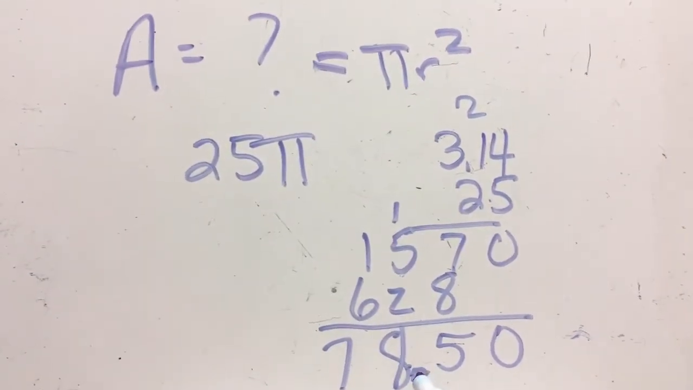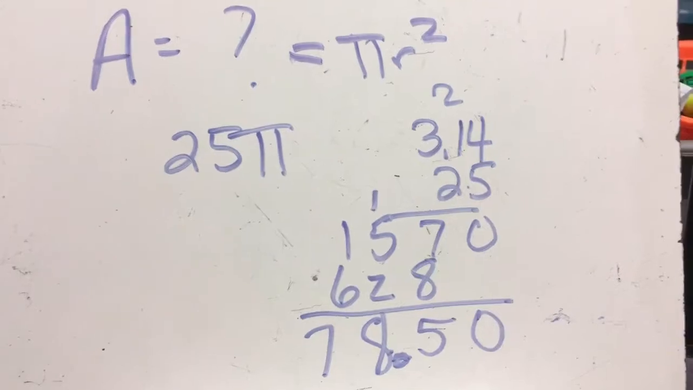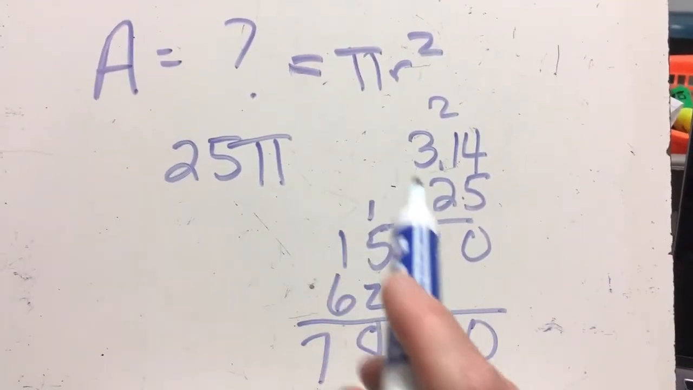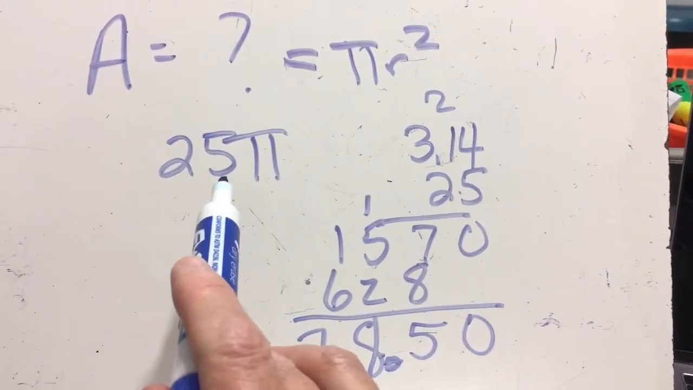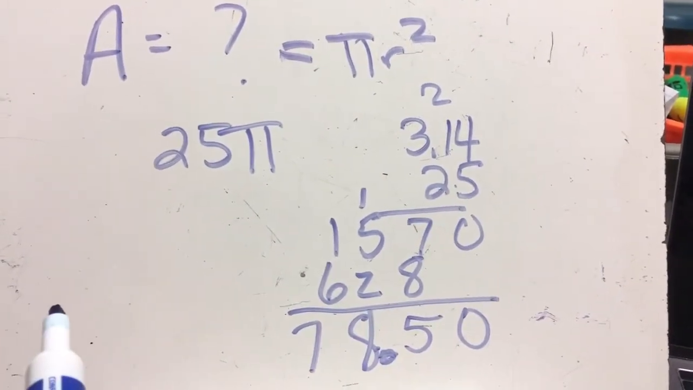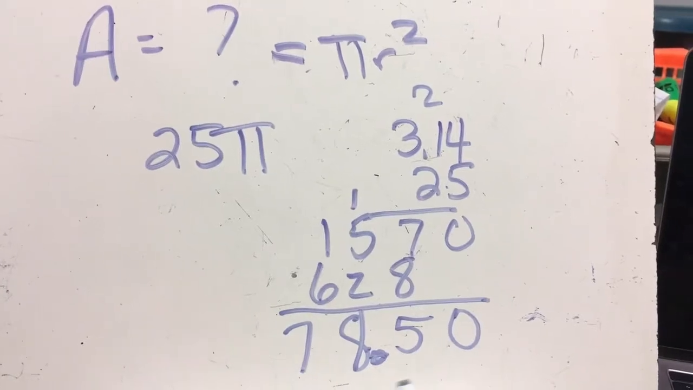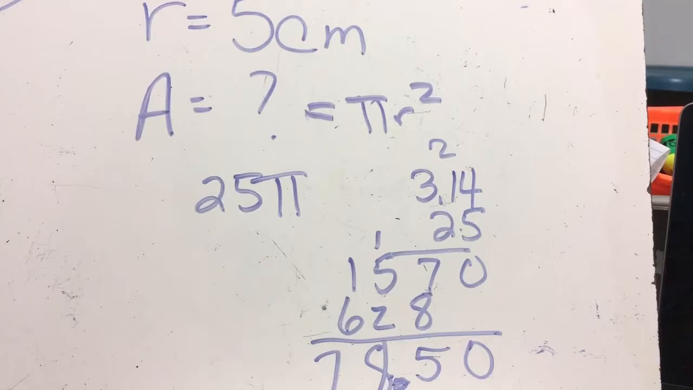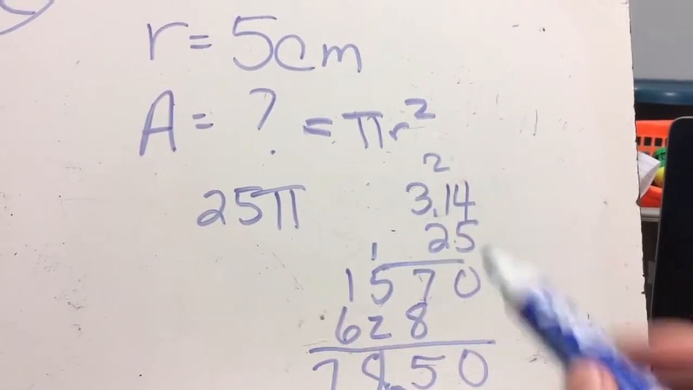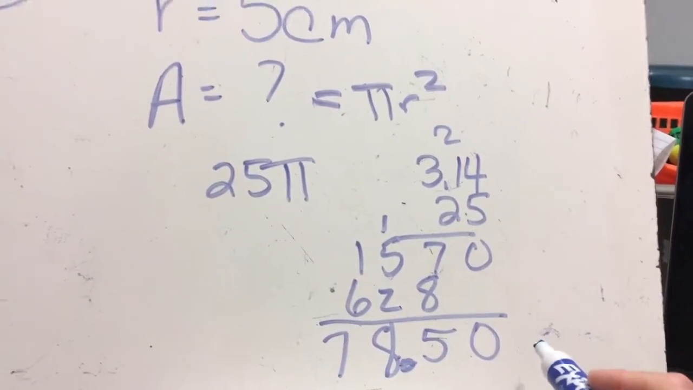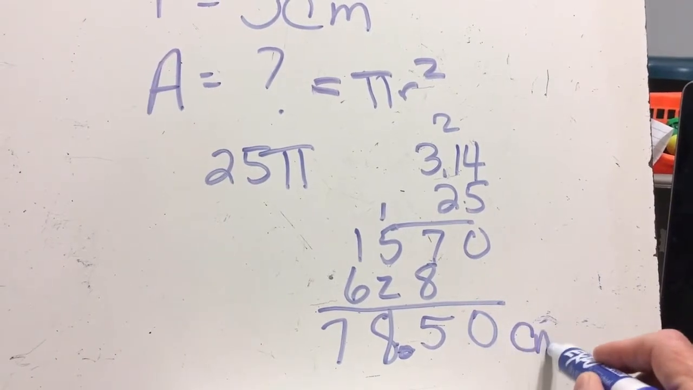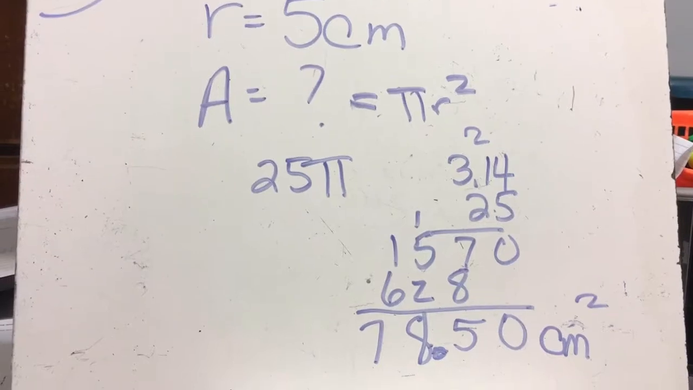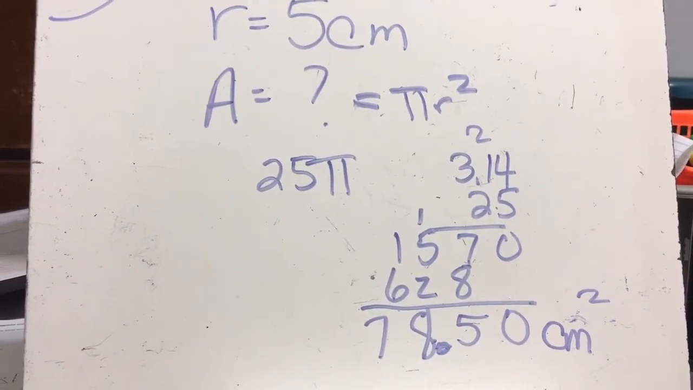So 78.50. And that makes sense because remember, pi is a little bit over 3, and 25 times 3 would have been 75. So 78.50 is a very reasonable answer. So the area, since this was in centimeters, the area is going to be in centimeters squared. 78 and 50 hundredths centimeters squared.